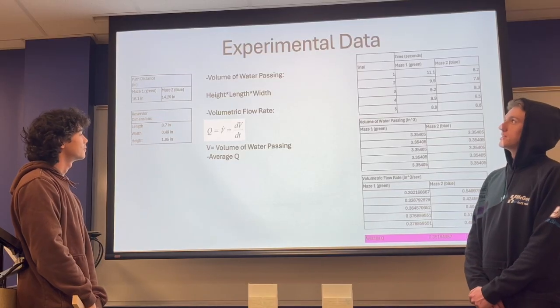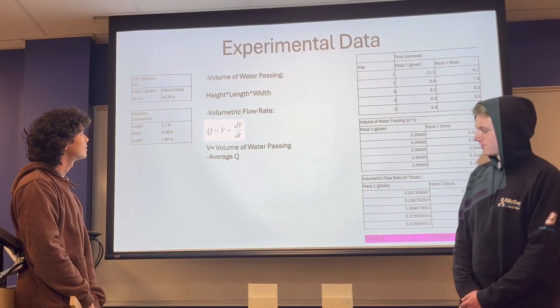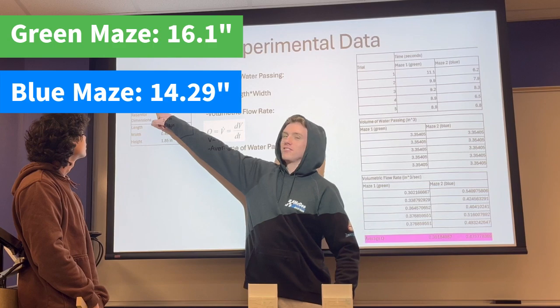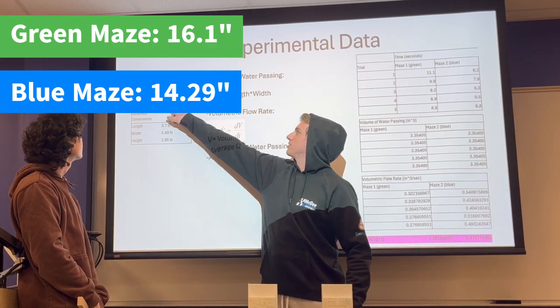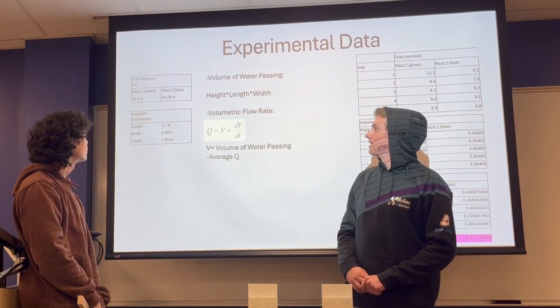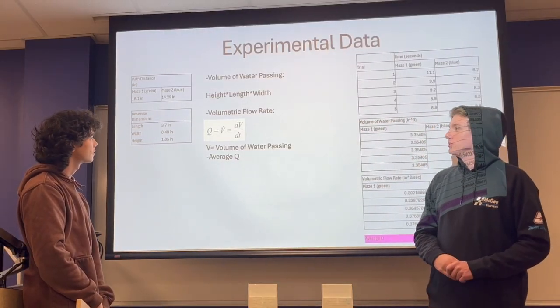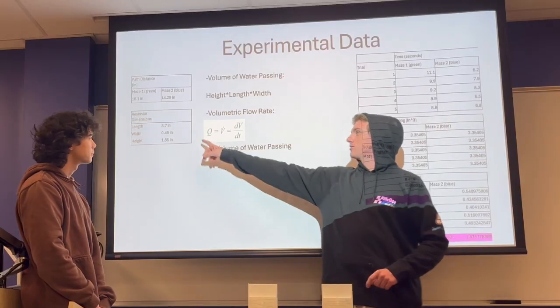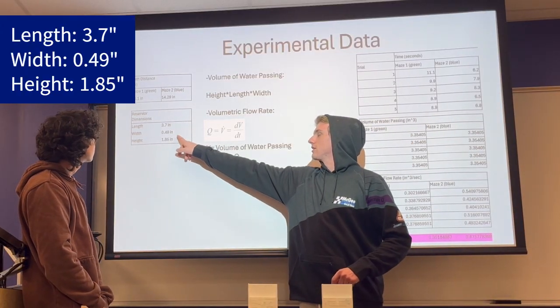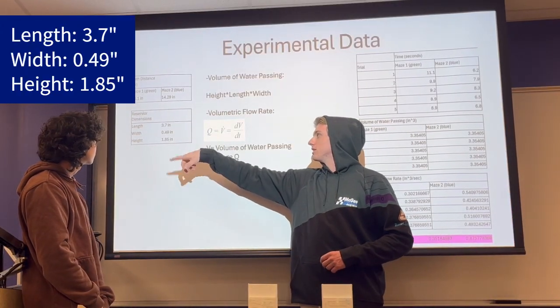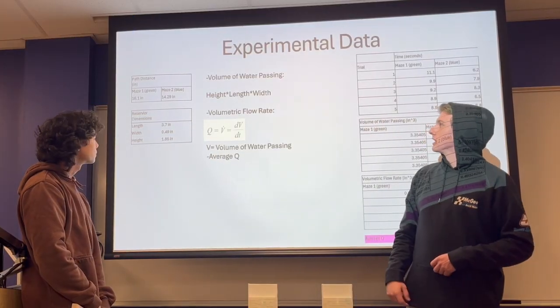This was our experimental data, and as you can see, the path distance was in fact 2 inches shorter, and it did end up coming out quicker in the blue side than the green side. And these were the dimensions, so they were the same for each maze of the reservoir holding it.